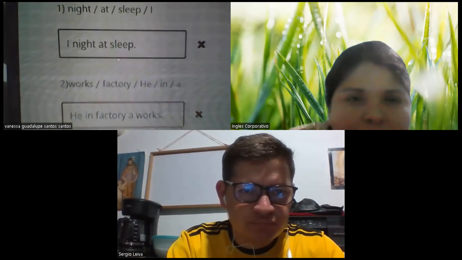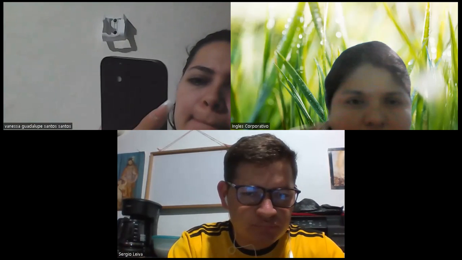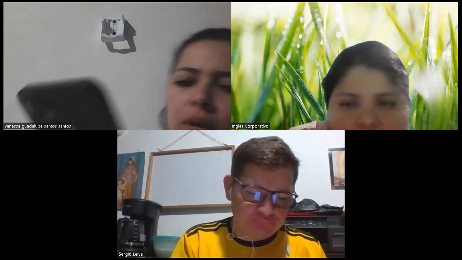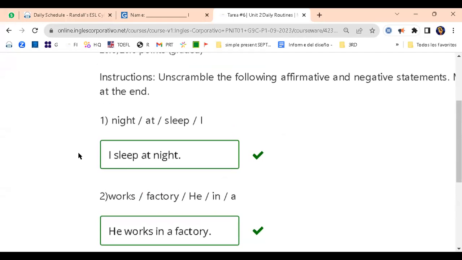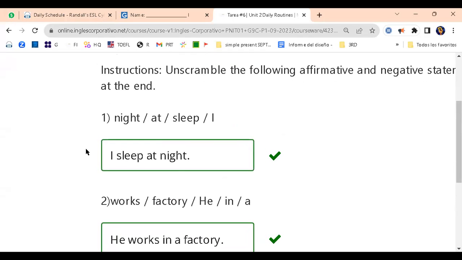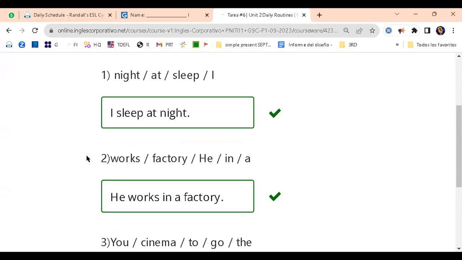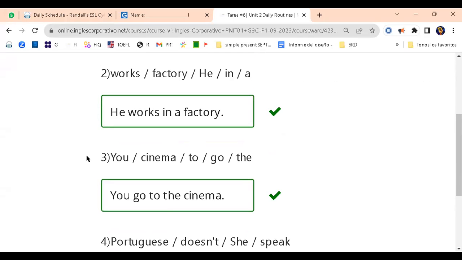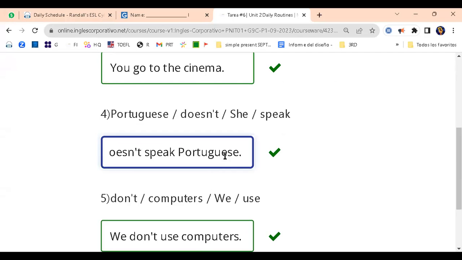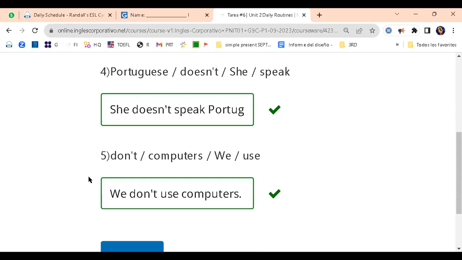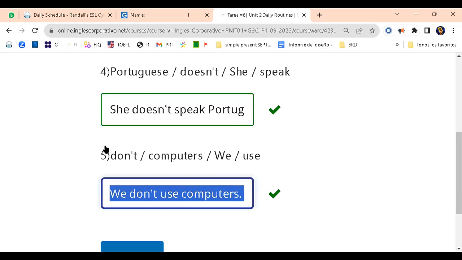Number 1 would be: I sleep at night. Number 2 is the order of the sentences: subject, verb, and complement. I sleep at night. He works in a factory. You go to the cinema. 3, 4: She doesn't speak Portuguese. We should check at the end whether a letter is missing or the period is there. And number 5: We don't use computer.